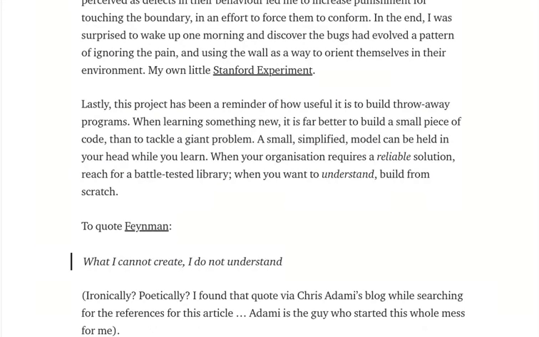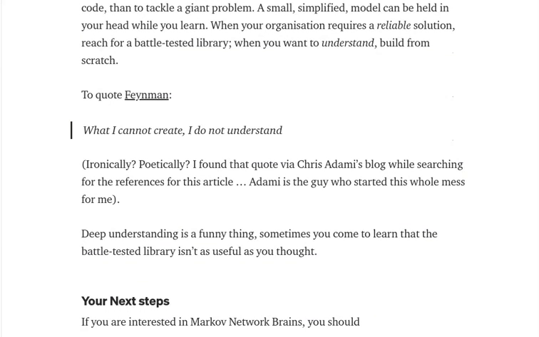When learning something new, it is far better to build a small piece of code than tackle a giant problem. A small, simplified model can be held in your head while you learn. When your organization requires reliable solutions, reach for a battle-tested library. But when you want to understand, build from scratch. To quote Feynman, "What I cannot create, I do not understand."